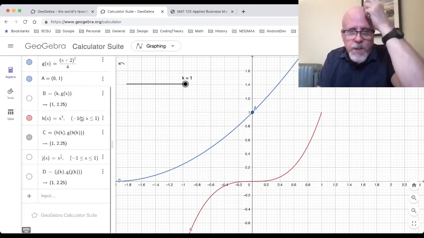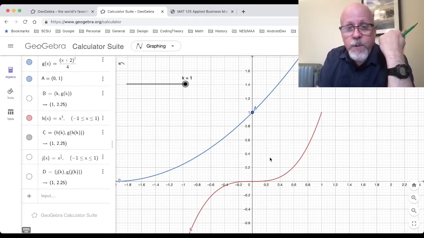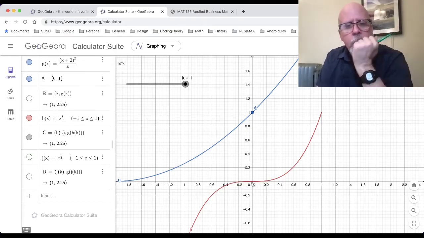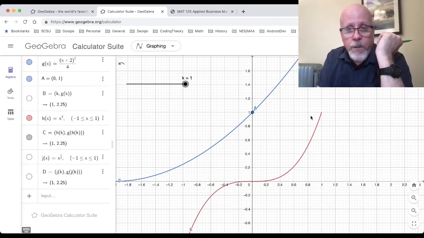Now, you don't really need to see what h of x is, but do notice some of its features. Its derivative right here, its tangent lines are darn near horizontal. In fact, I believe right at the origin they are horizontal. So its derivative is quite close to zero in this whole region. On the other hand, its derivative is quite high out here.